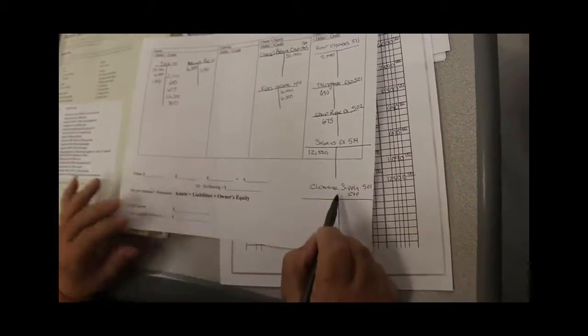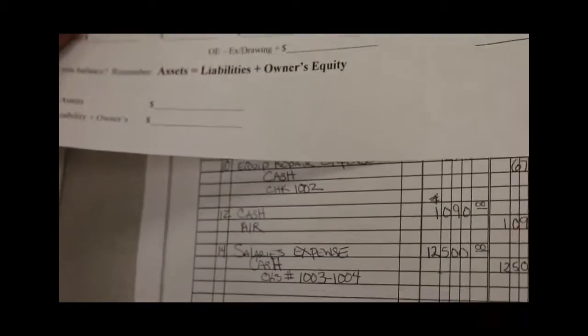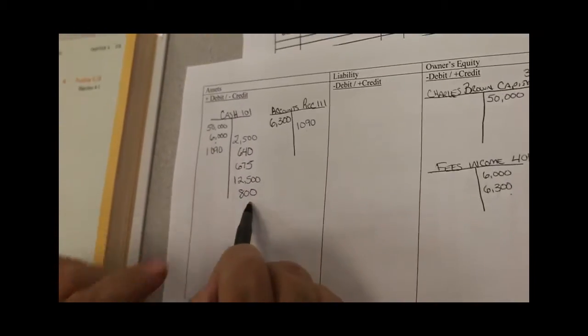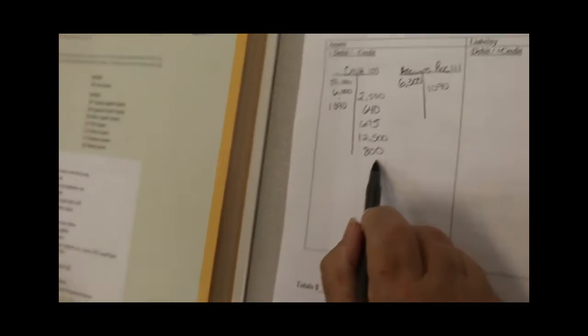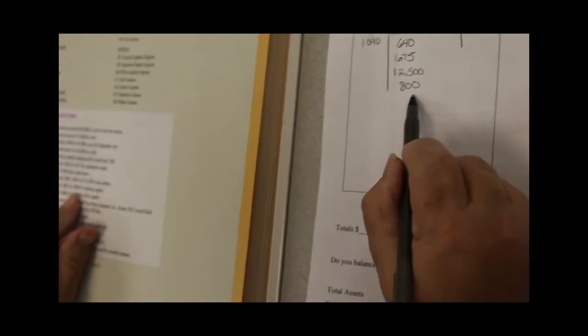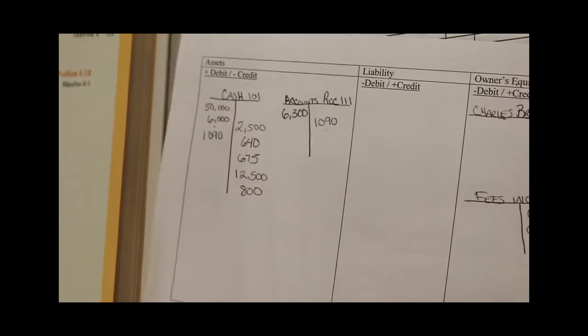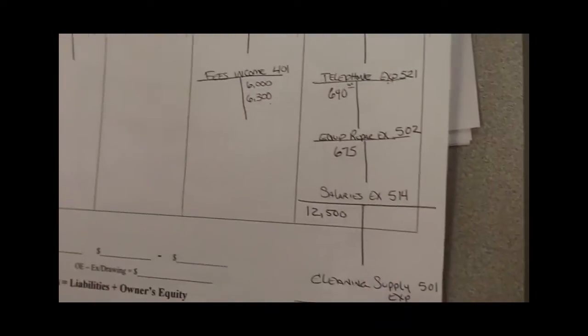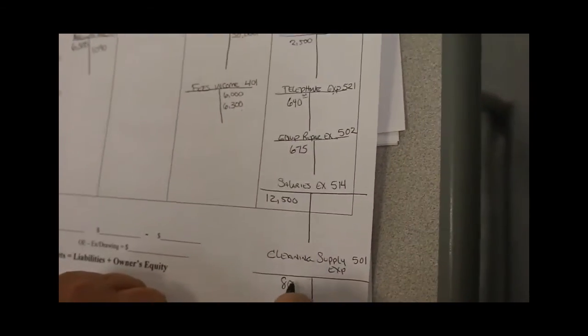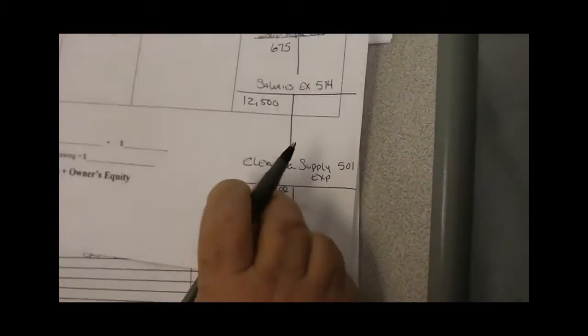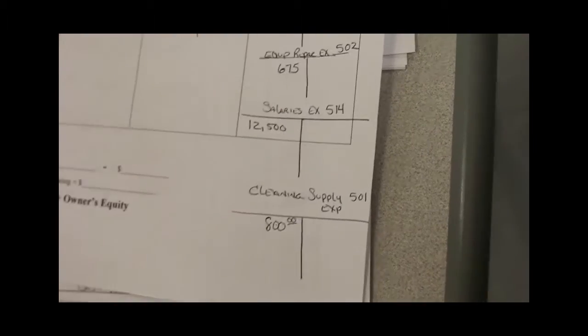Okay, so we debit or credit our cleaning supplies. Well, we credited our cash. We need to debit the cleaning supplies. So we increase our expenses by debiting it. So 800. I need to get my glasses. That's what my problem is. Hold on one second.